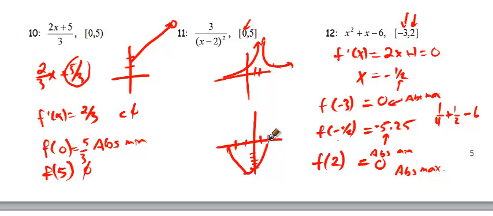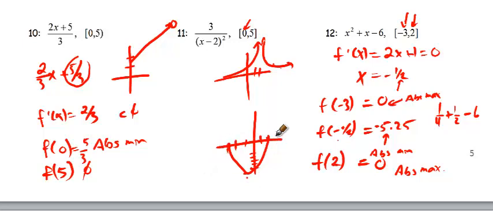And this is what's going on. So we get the visual. And we're stopping at these 2 points. They're closed circles. Is there a highest point? Well, sure, it's 0. Is there a lowest point? Well, sure, it's -5.25. So there is an absolute maximum, and there is an absolute minimum.